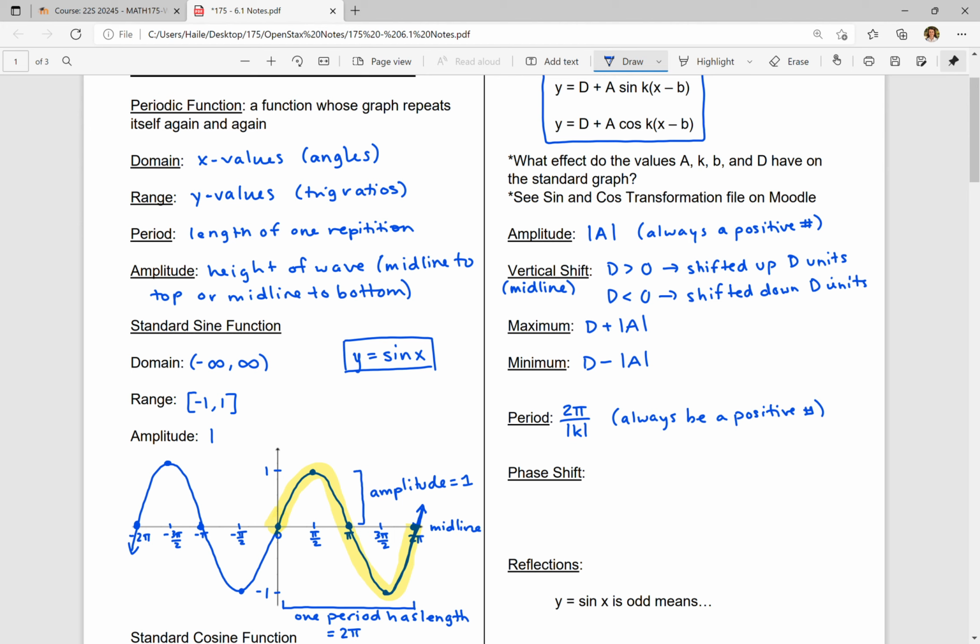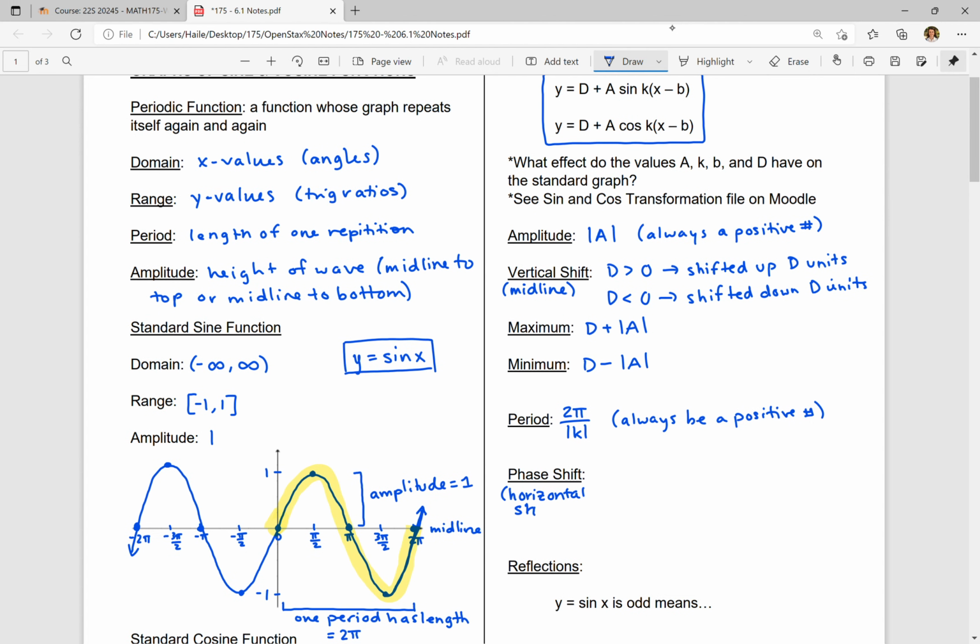Okay, and then when we talk about horizontal shifts with sine and cosine, we give it a special name called a phase shift. So this is really just a horizontal shift. But in your homework, you'll see this fancy name of phase shift, so I want you to be familiar with that. So the rule for this is if that letter B in the equation is positive, then we go right B units.